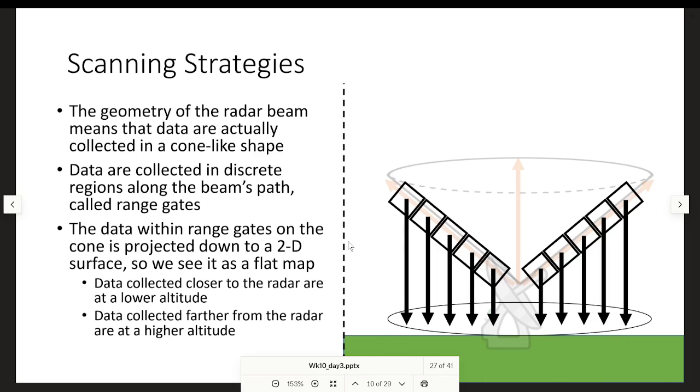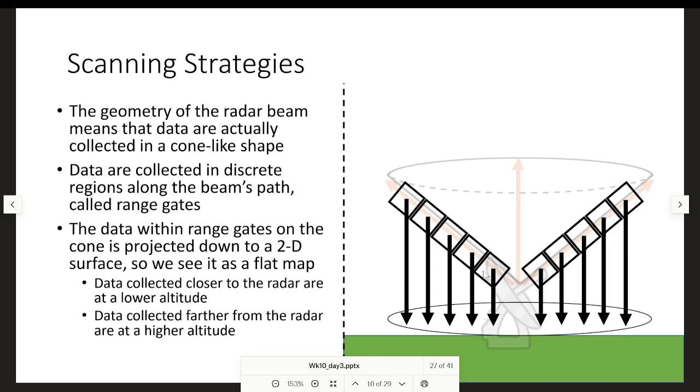So, yeah, the data are collected in discrete range gates. The data within range gates on the cone is projected down to a 2D surface, so we see it as a flat map. It sends a beam out like this, but it puts it down into a flat map. The data collected closer to the radar are lower in altitude, and the data collected farther from the radar are higher in altitude.